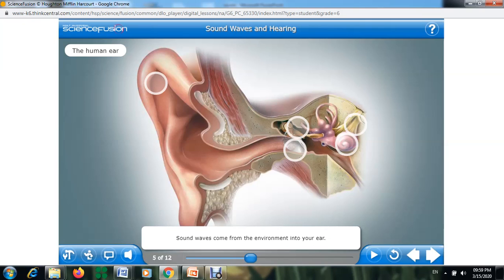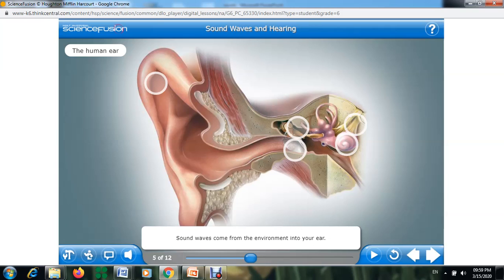Hello everyone. Today we want to talk about detection of sound waves. We want to talk about the part of our body that detects the waves of the air or particles and helps us to hear the sounds.